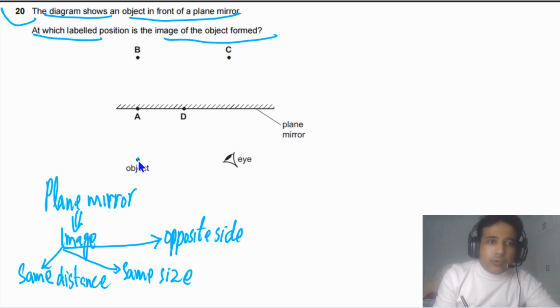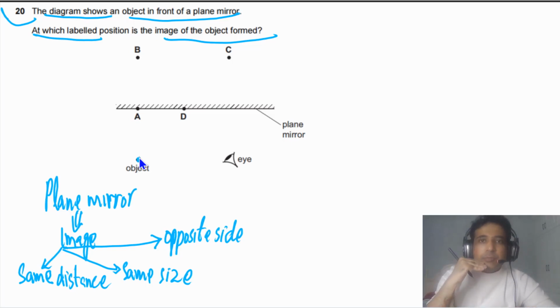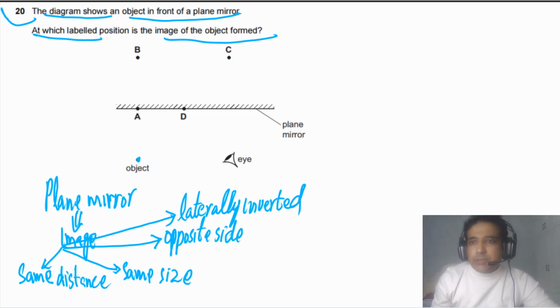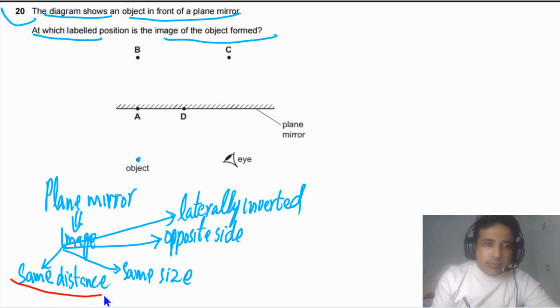So in this case, for example, the object is in front of the mirror, so the image will be behind the mirror on the opposite side, and it is also laterally inverted. It means left becomes right and right becomes left. So these basic properties we need to understand. In order to answer this question, we need to understand same distance and opposite side. So here we have the object. So image has to be on the opposite side. It means it has to be here. And the distance between mirror and object has to be the same as the distance between mirror and the image. So the answer for this question is B.